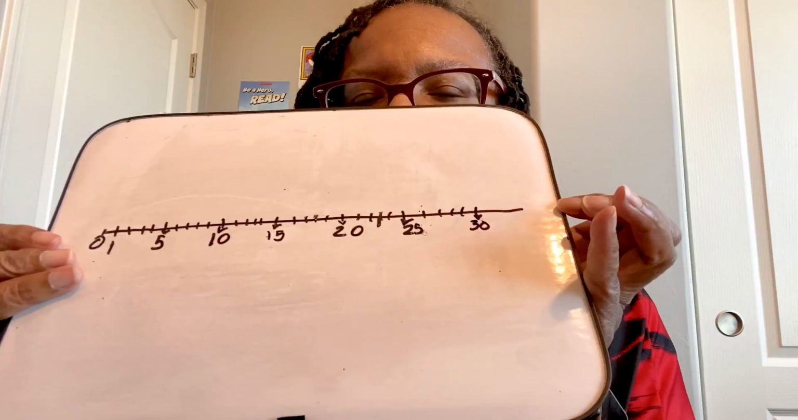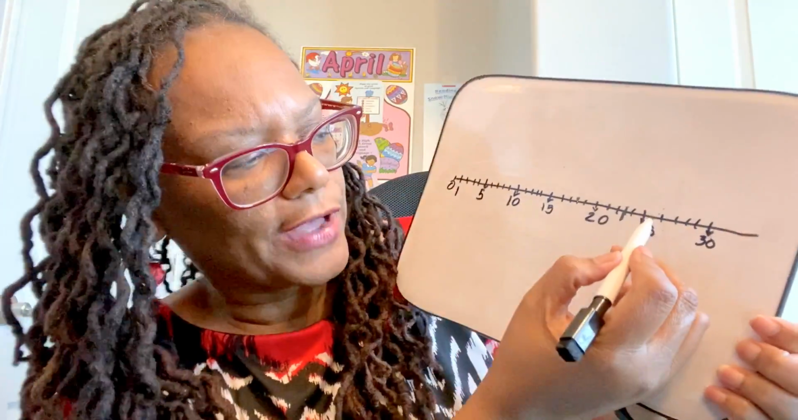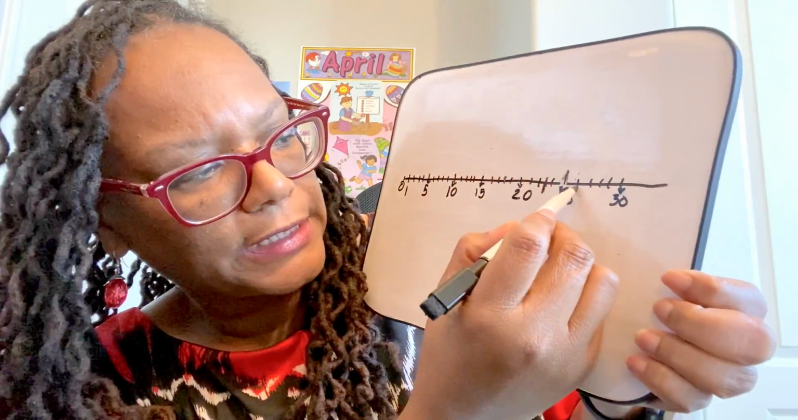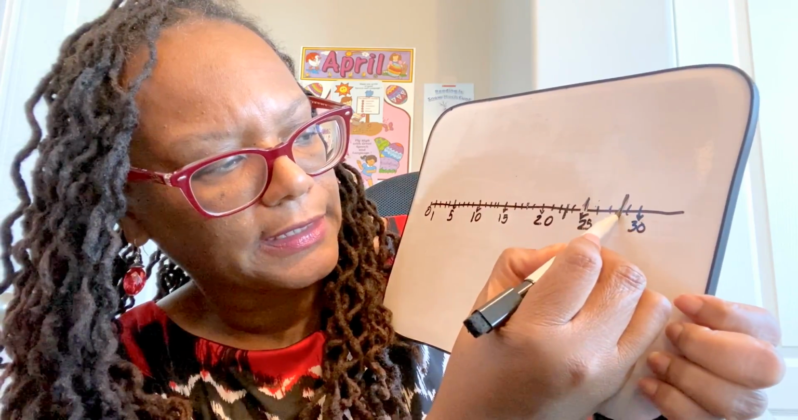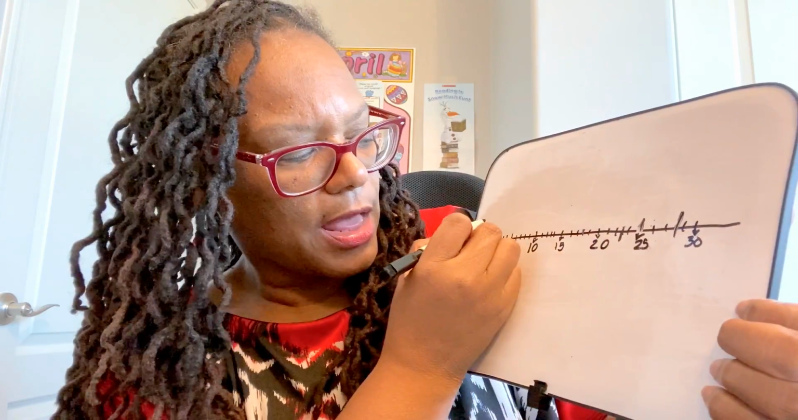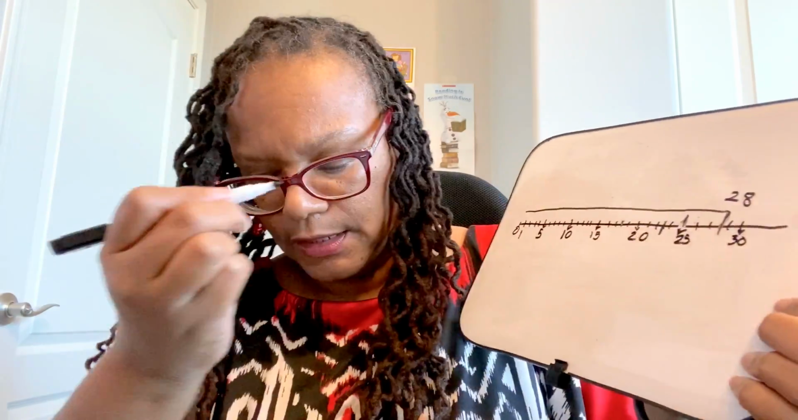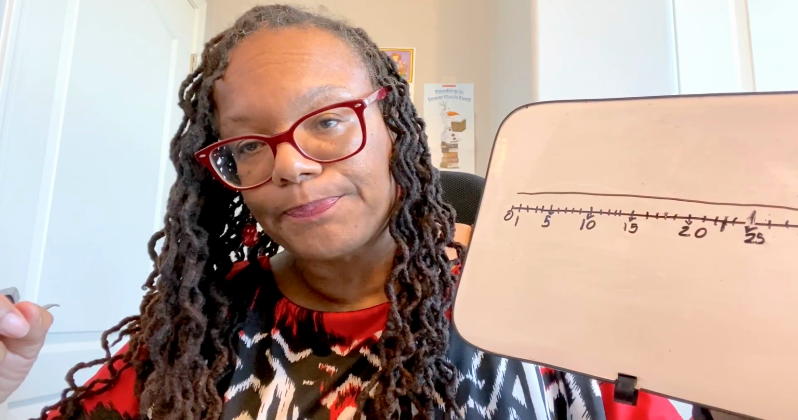Well, here's my number line. Where would 28 be? Well, if 25 is here, this is 25, 26, 27, 28. So this is where 28 is. So you might draw a line to show, well, it's 28. And we have to go back how many spaces?